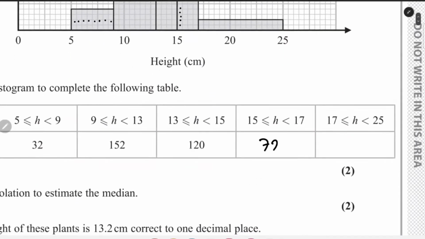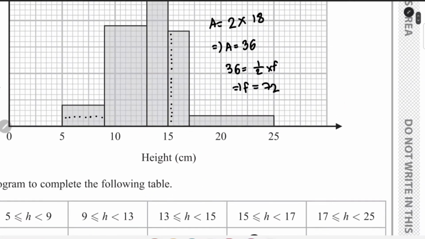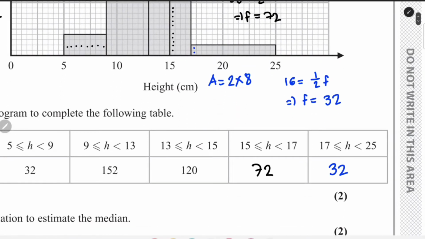So this is 72. And for this bar over here, the height is 2. The area would be 2 into 25 minus 17, which is 8. So 16 would be the area. So 16 equals half times frequency. So frequency will be 16 by half, which would be 32. So this is 32.